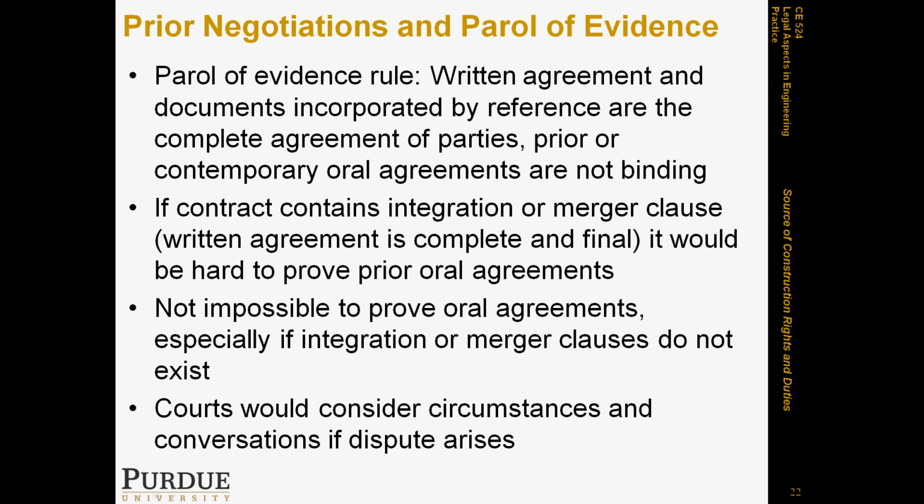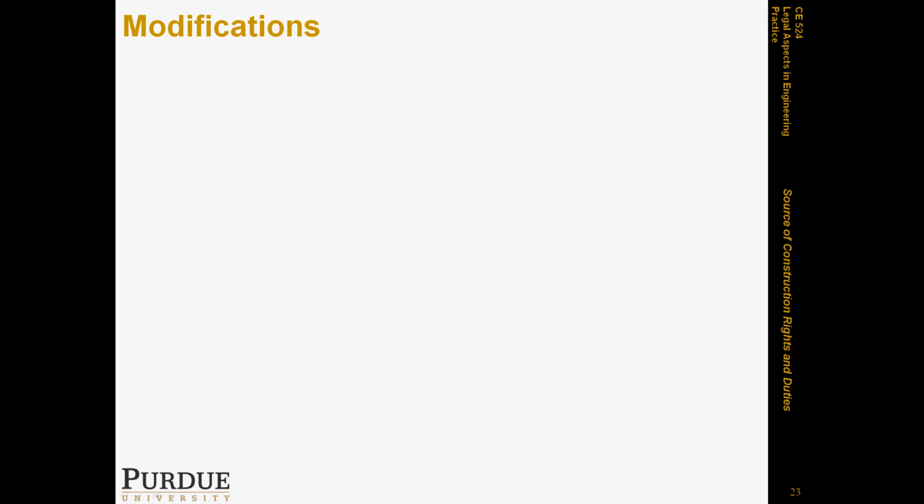Okay, now another important topic, the final topic that we have in chapter 3 in lecture 3, talks about modifications, and it tries to create a distinction between something called a modification and a change.